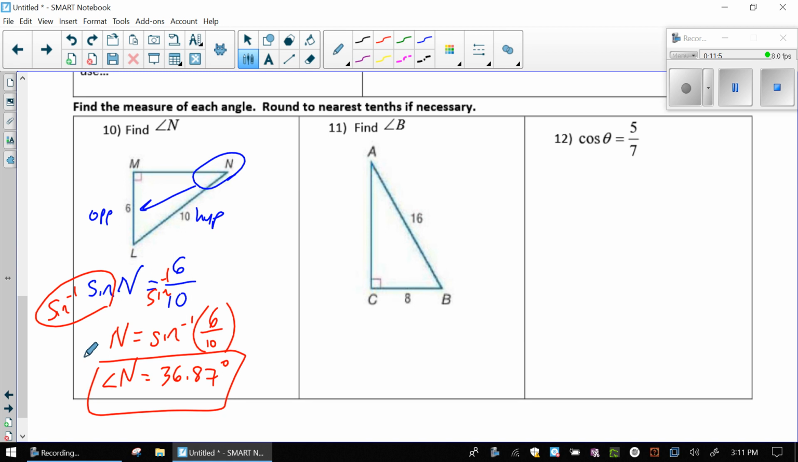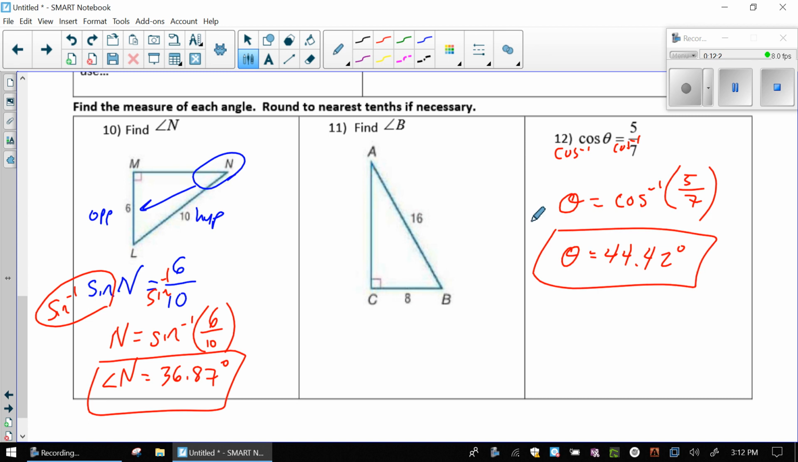Okay. All right. 12 is just the same thing. All you're doing is taking inverse cosine. So the equation's already set up for you guys. This is all you have to do if you see something like that. Inverse cosine of 5 over 7. There's no setup or anything you have to do. So inverse cosine of 5 over 7, we get theta equals 44.42 degrees. No big deal. Go ahead and try out number 11 on your own as well, guys.